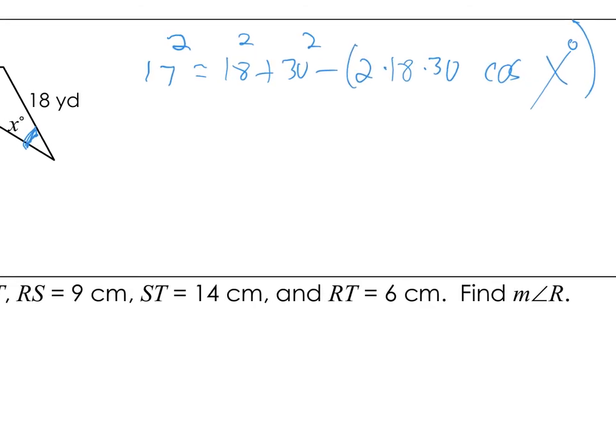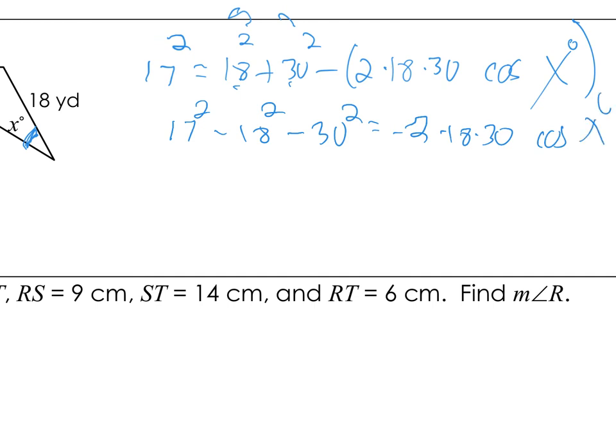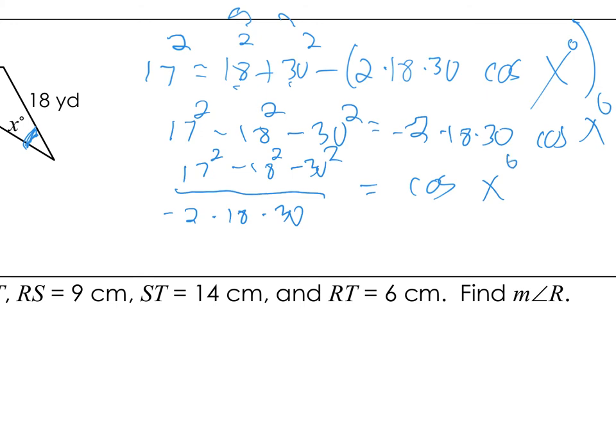Since I don't have a calculator with me outside here, I'm going to do this. Check this out. You're going to love it. 17 squared will subtract the 18 squared, but also subtract the 30 squared, because I moved both of those over to the other side, will now be equal to a negative 2 times 18 times 30 times cosine of x degrees. Now I'm going to take my 17 squared minus 18 squared minus 30 squared, divided by the negative 2 times the 18 times the 30 equals cosine of x degrees.